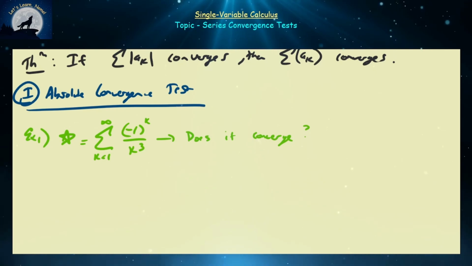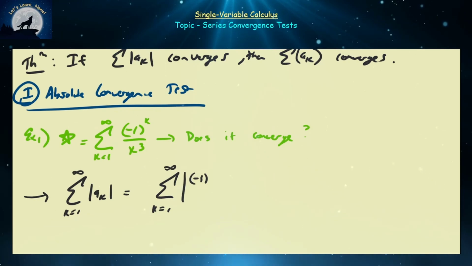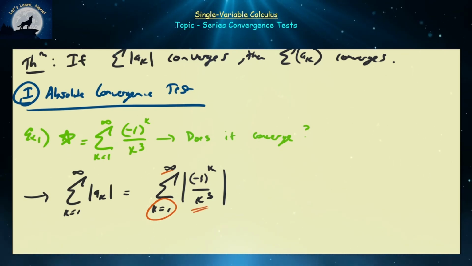Well, according to the absolute convergence test, we consider the sum from k equals 1 to infinity of the absolute value of a_k, which in this case is the sum from k equals 1 to infinity of the absolute value of minus 1 to the power of k over k cubed. Keep in mind that k ranges from 1 to infinity, so k cubed is always going to be positive, so the absolute value is not going to be changing that much. But the absolute value of minus 1 to the k is always going to be equal to 1.